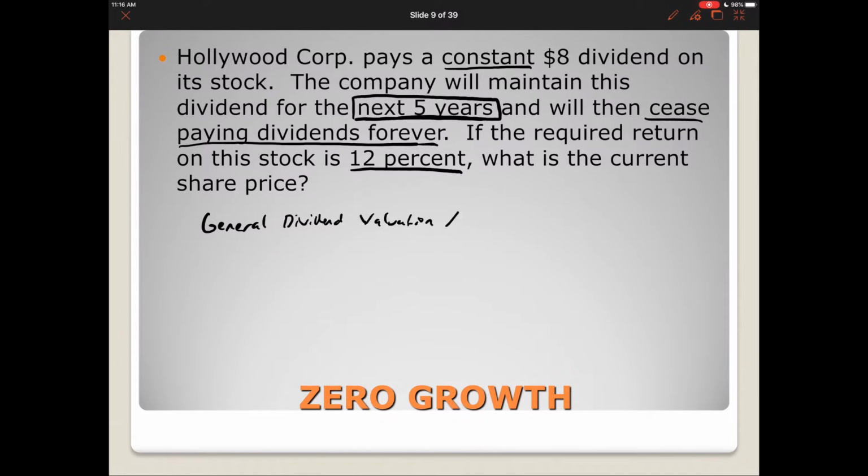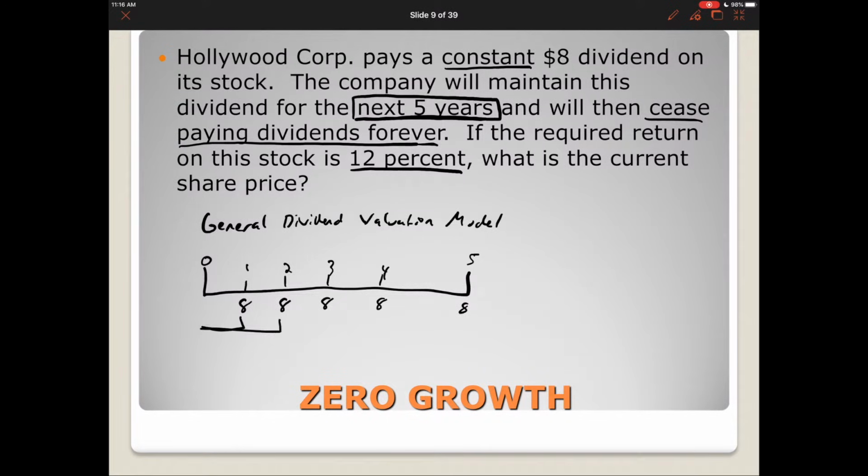which states that the present value or the price of a share of stock is the present value of the expected future cash flows. So what we have here is simply 5 years of cash flows, and these cash flows being $8 per year, and the price then would be the present value of these 5 years of cash flows, and we will be discounting them back at a 12% discount rate.